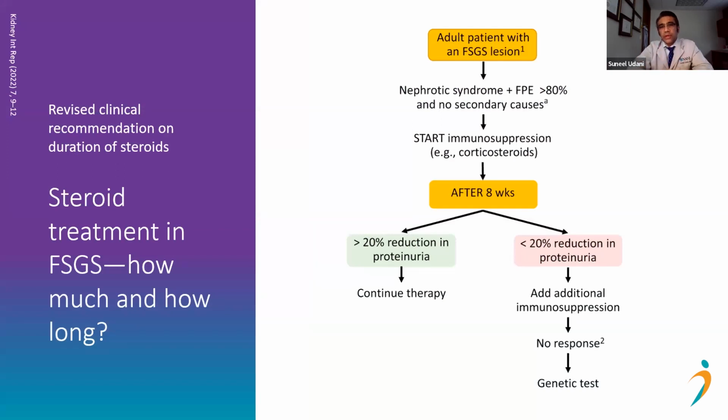So this is a modified approach. FSGS, we think this is permeability factor mediated, with all the things we talked about: nephrotic syndrome, foot process effacement, steroid immunosuppression. At 8 weeks, if you have greater than 20% reduction in protein in the urine, continue therapy, and the recommendations from the editorial said you can use steroids. If there's less than 20% reduction, you can try a different agent. Definitely not steroids, maybe calcineurin inhibitors, but you have to think, is this non-immune mediated? And early adoption of genetic testing at that time, and again, clinical trial referral.